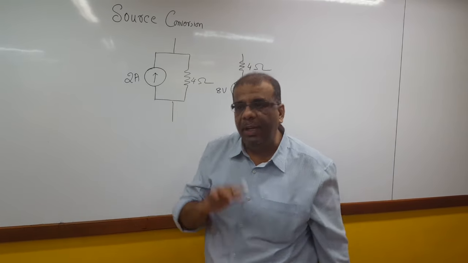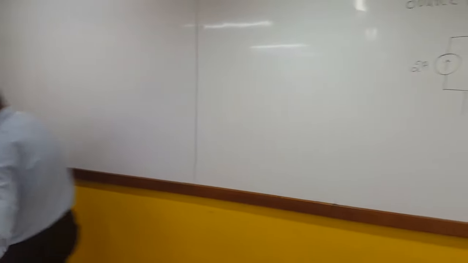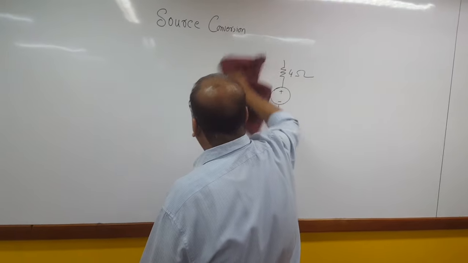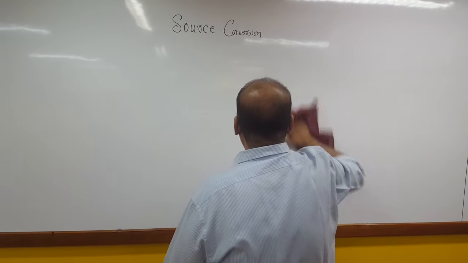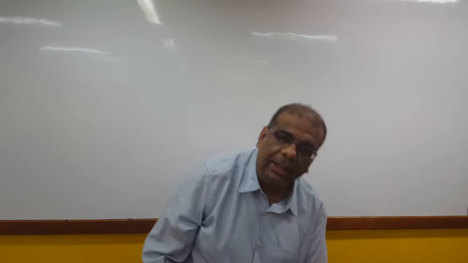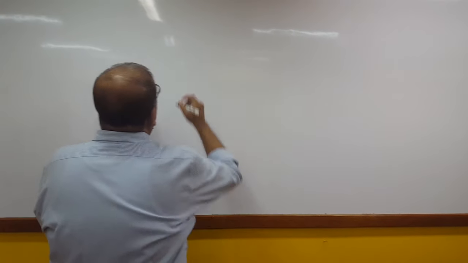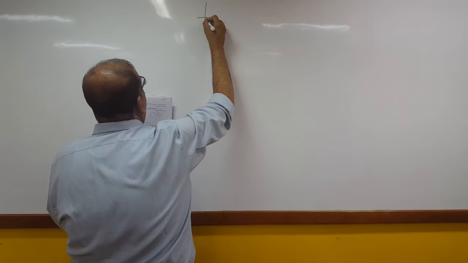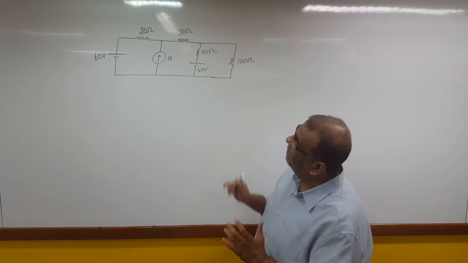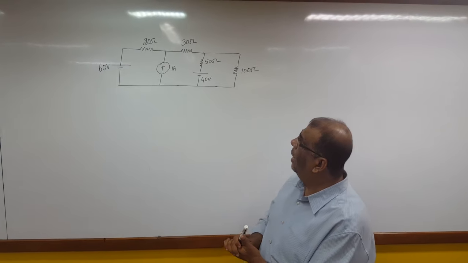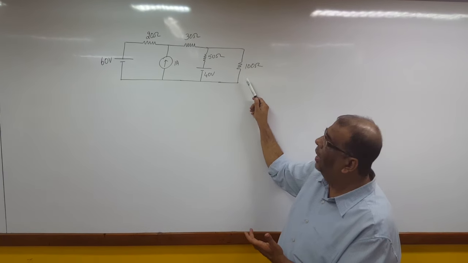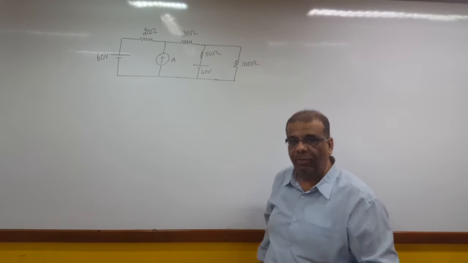Let's take a very simple example and understand how to use source conversion in actual numericals. Suppose I have a circuit of this kind. Let's have a look at the circuit now. I have to find the current in this 100 ohm resistance. The method to be used is source conversion.